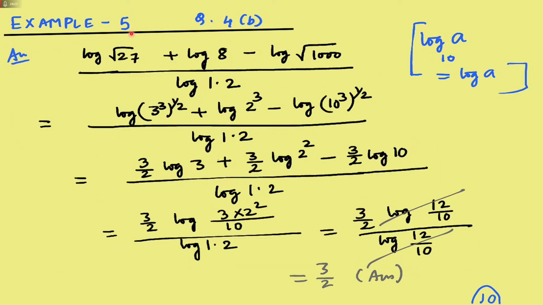Now here is example 5, and this is question number 4b of your book. The problem is to find the value of this relation. Okay. Now it is log root 27, log 8, log root 1000 by log 1.2. These are only log. That means these are of base 10. That means log a base 10 is nothing but log a.